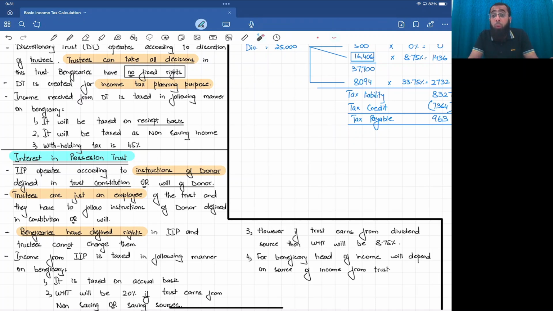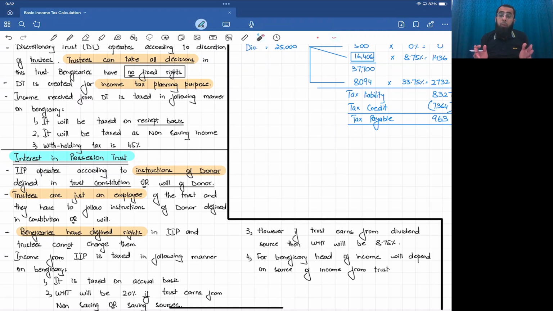I hope you all remember that in our previous class we had discussion on topics of dividend income and trust income in the chapter of basic income tax calculation. In today's class we will be moving forward and looking at the issues relating to interest in possession trust. But before going into detail, let's take a quick review of what we have discussed till now in this chapter.